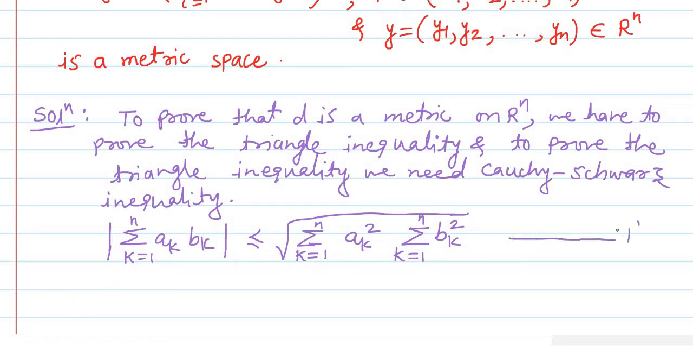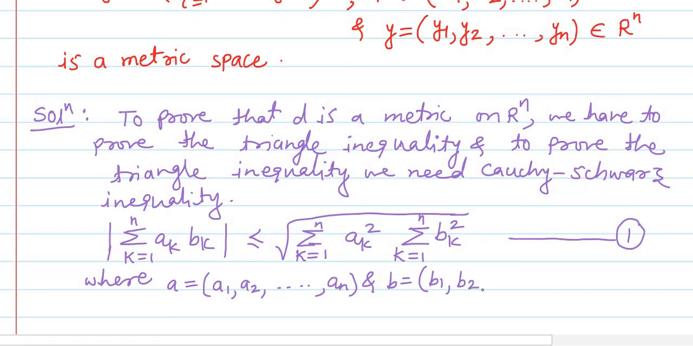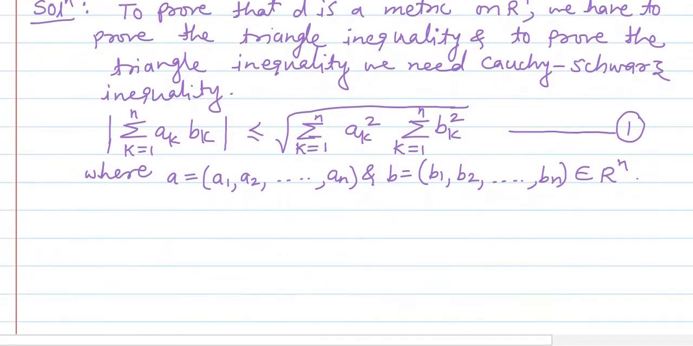Okay, let us denote this by the relation number 1, where A is the ordered n-tuple A1, A2 up to An, and B is equal to B1, B2 up to Bn. Both these are members of R raised to n. So this we are going to prove first of all. This is the Cauchy-Schwarz inequality, which we have denoted by relation number 1. This we are going to prove here.